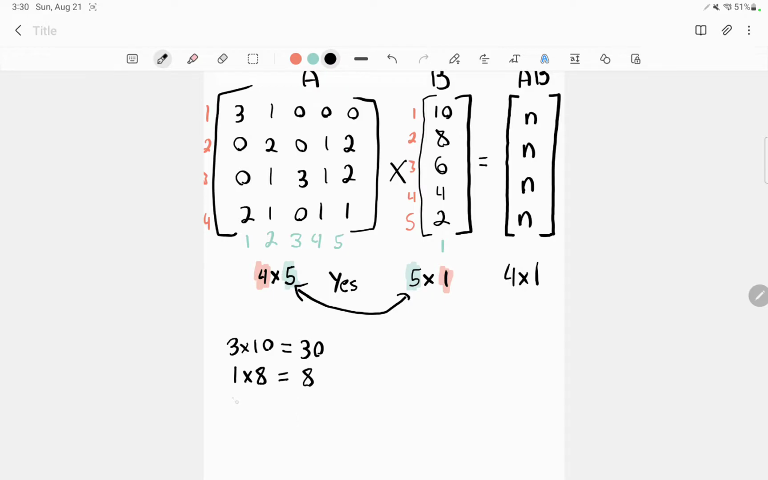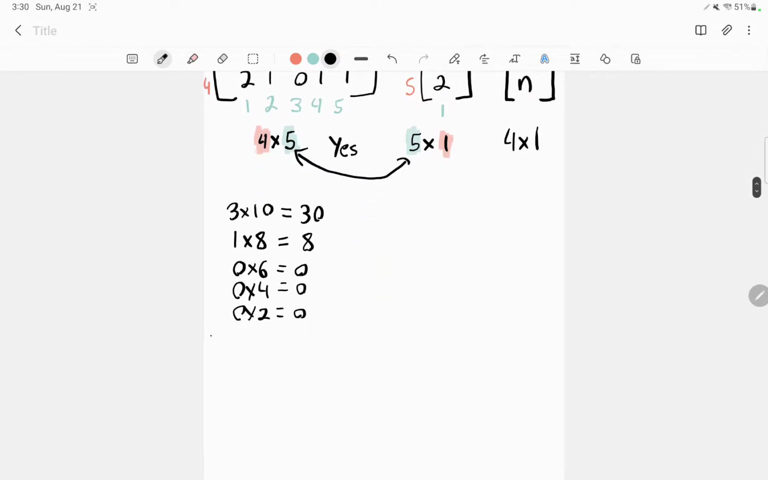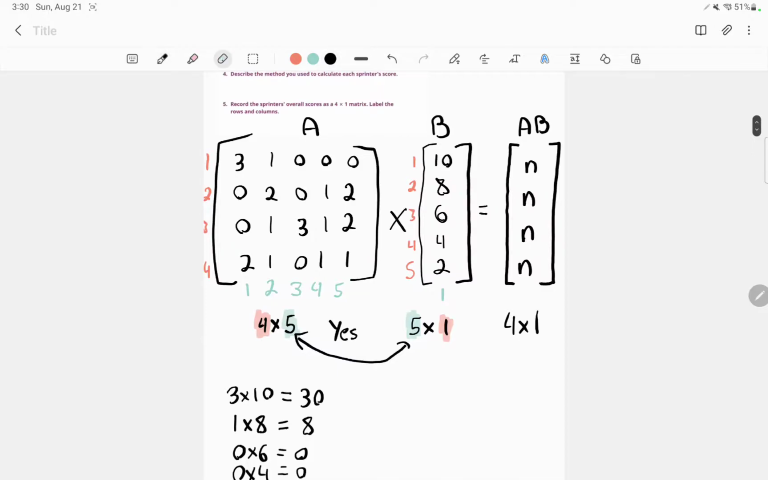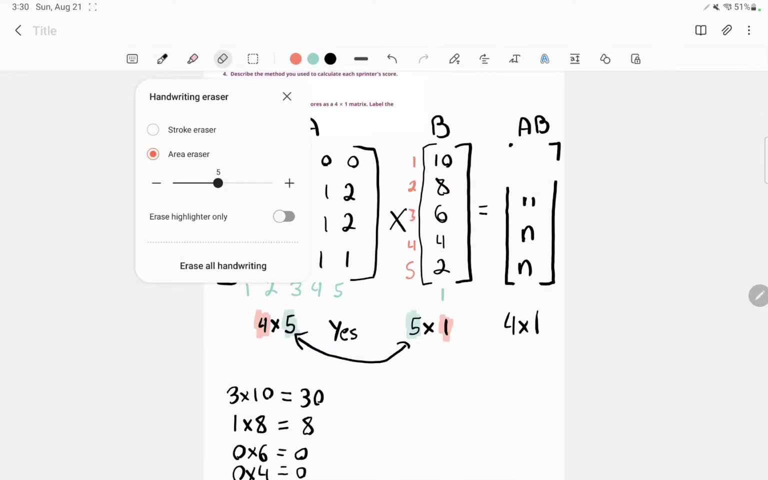Now the other ones are going to be 0 times 6, 0 times 4, 0 times 2, which all equal 0. Now, whenever I add them, my final score is going to be 38 points. And that's going to be, guess what? That's going to be my answer for the first one right here. I'm going to make this smaller because I'm going to erase everything.